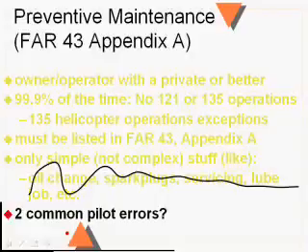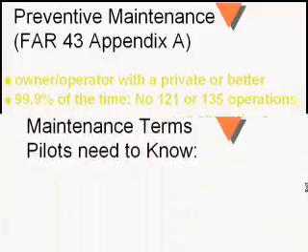So if you change a tire, not only do you have to follow the maintenance manual, an updated maintenance manual, you have to write in the maintenance records that you did that. And those are the two common errors that pilots tend to forget: they forget to use an updated and current maintenance manual, and they forget to write down their maintenance actions in the maintenance records.